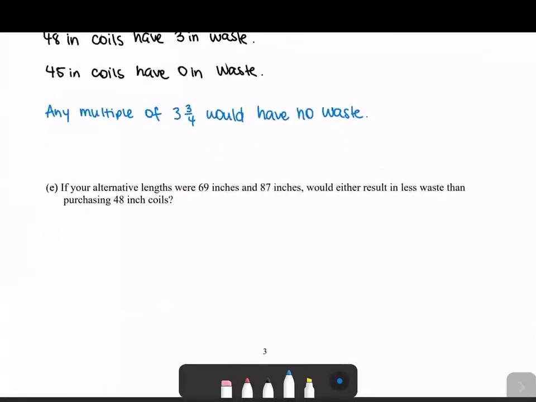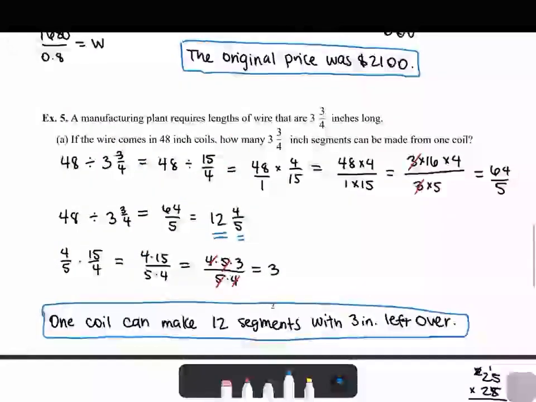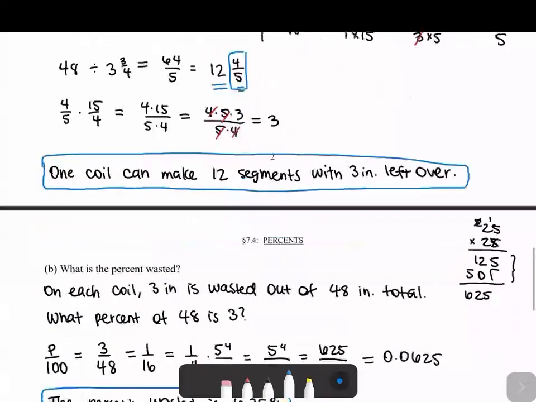Okay, and the last question for this example is if our alternative lengths were 69 inches and 87 inches, would either of those result in less waste than purchasing 48-inch coils? So again, we determined the waste by looking at the fractional part here of if we took 48 inches, divided it into 3 3/4 inch segments, our waste was represented by this fraction 4/5. So we're going to do the same thing down here.